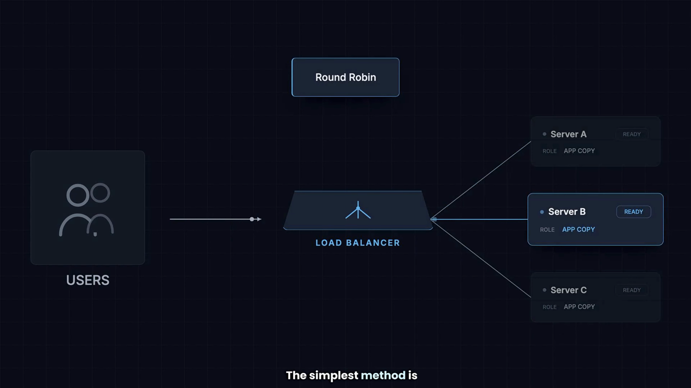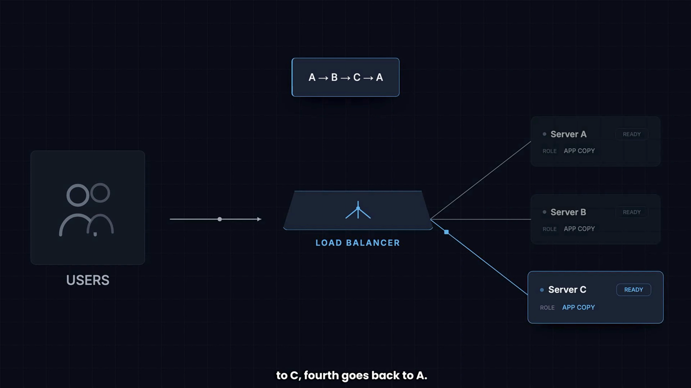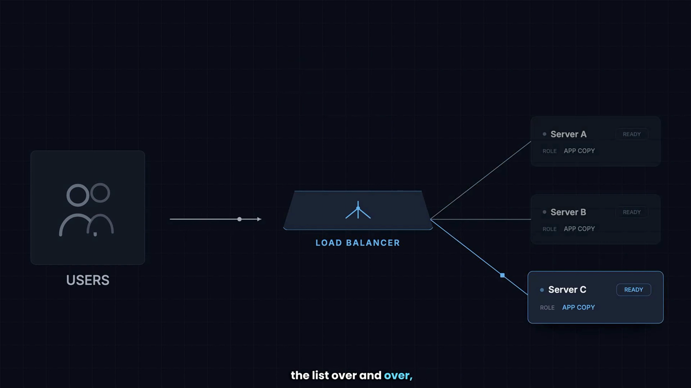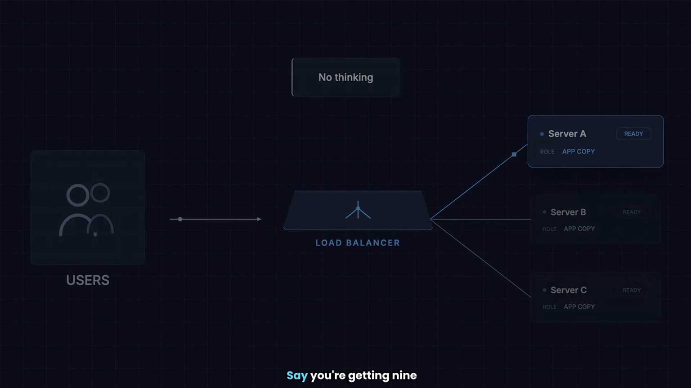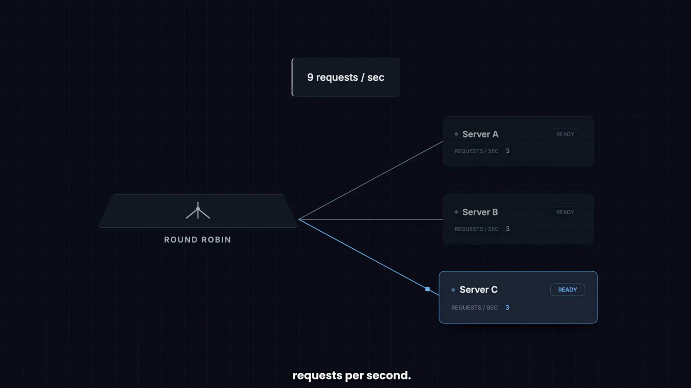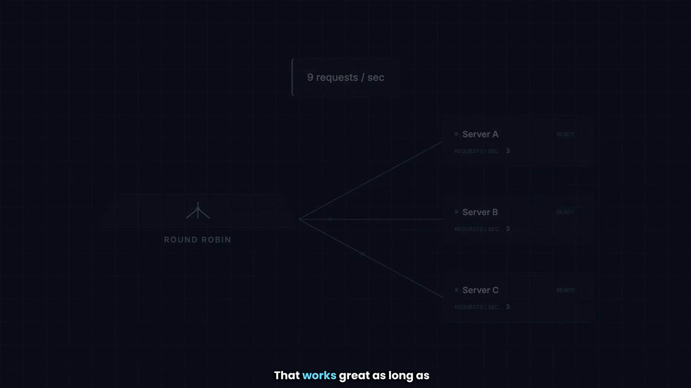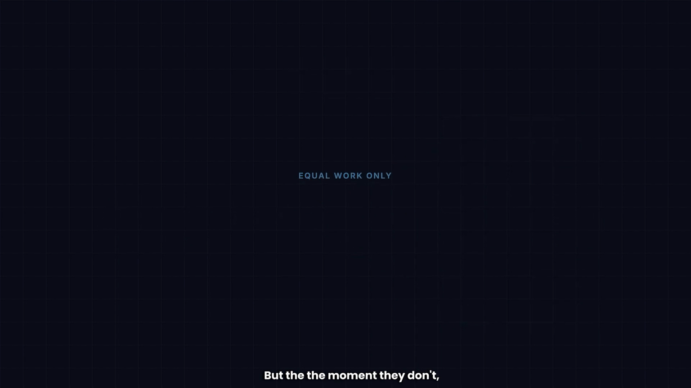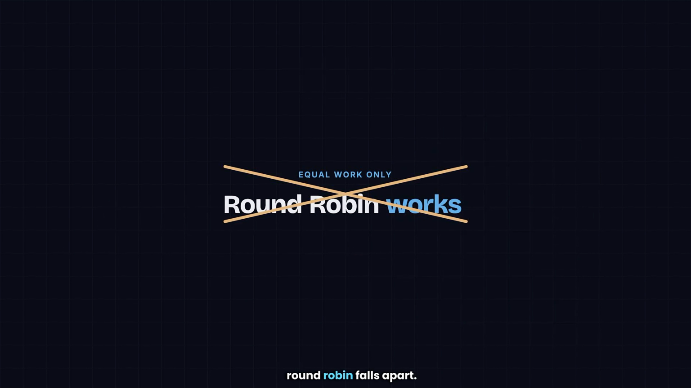The simplest method is called round robin. The first request goes to A, second goes to B, third goes to C, fourth goes back to A. It just cycles through the list over and over, no thinking involved. Say you're getting 9 requests per second, each server gets exactly 3, clean, even split. That works great as long as every request costs about the same amount of work. But the moment they don't, round robin falls apart.